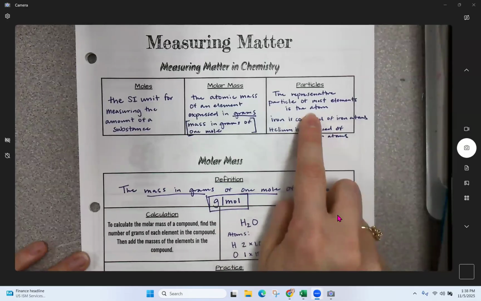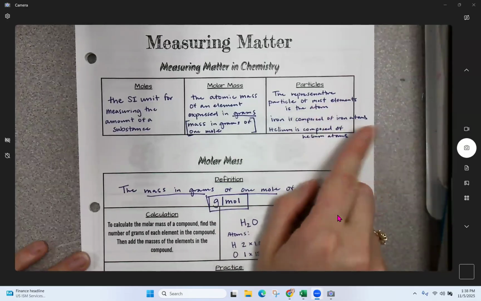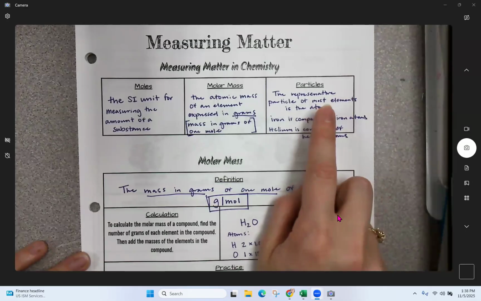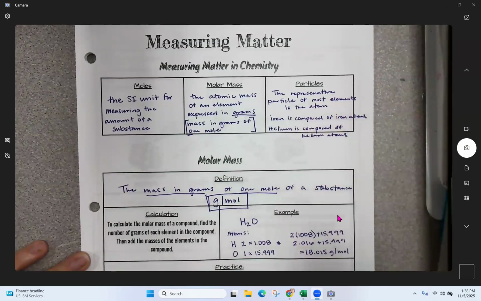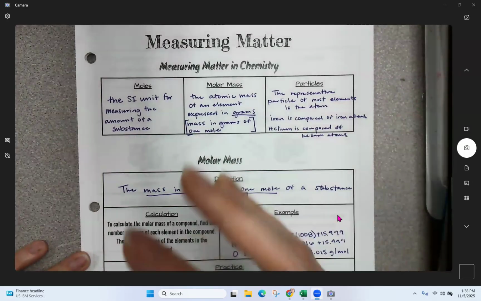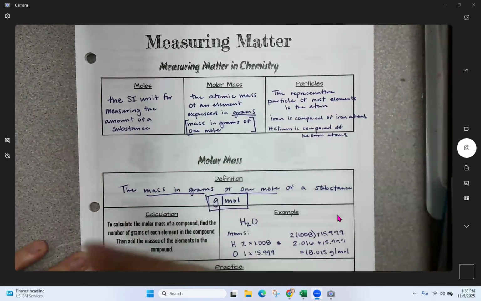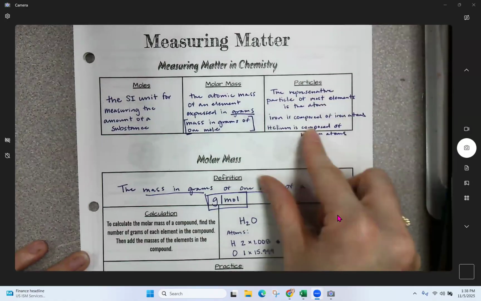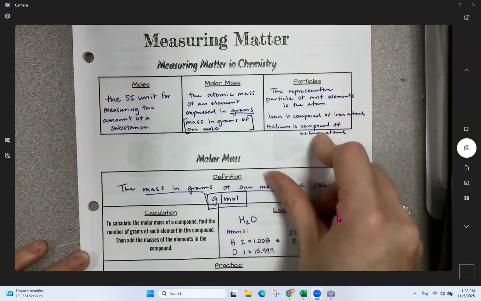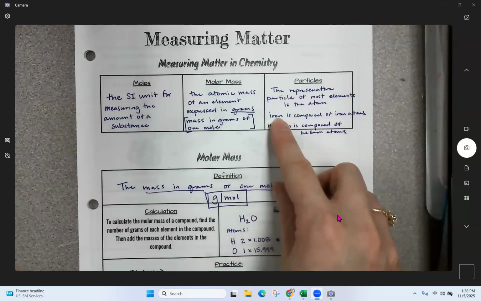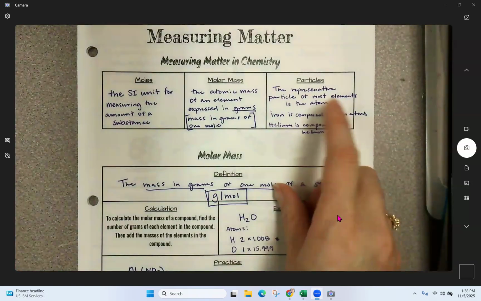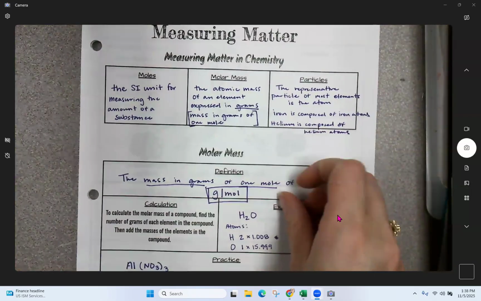And then particles are going to come into play in our next section, but particles are the represented piece of an element or of a compound. In elements, that piece is the atom. In compounds, that could be a molecule, that could be a lot of different things. So we're going to talk about particles as a thing later, but in general, if I'm asking you for the particles of iron, those would be iron atoms. Helium, those would be helium atoms.